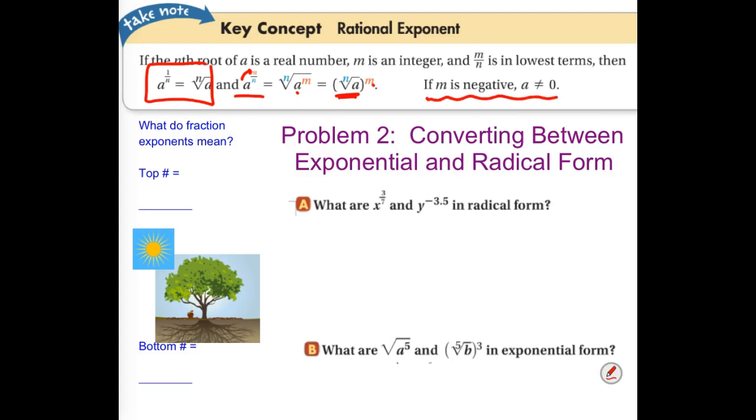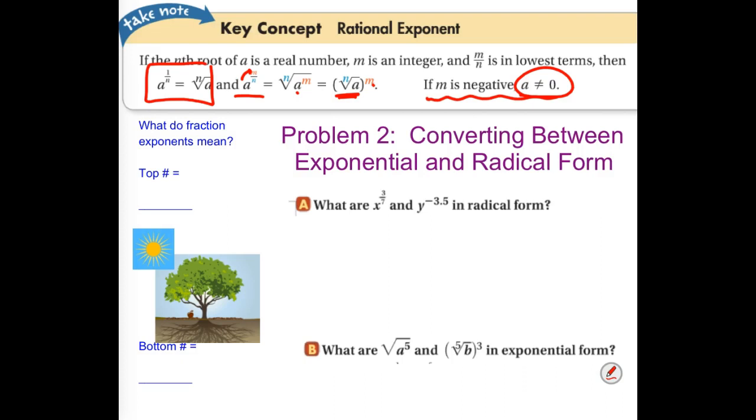We have a statement here. If m is negative, then a cannot equal 0. Why would that be the case? What happens when we're taking something to a negative exponent? What did we have to do? We had to flip it, right? We had to do its reciprocal. Well, what happens if you take an a value and flip it over? If a is 0, can't do it, right? We can't have 0 as our denominator.